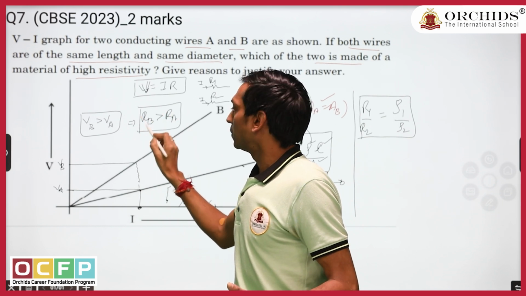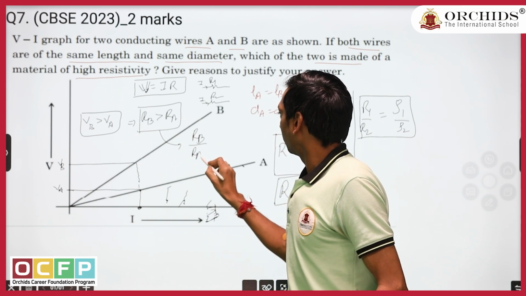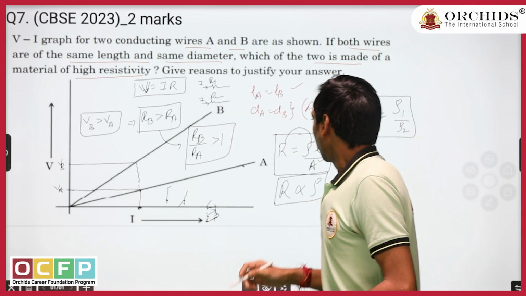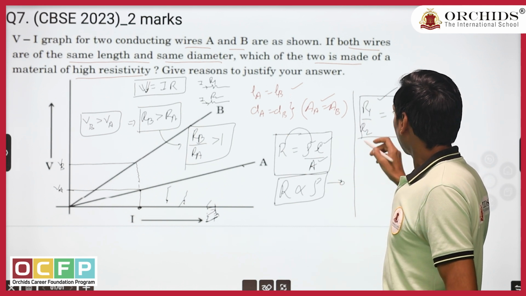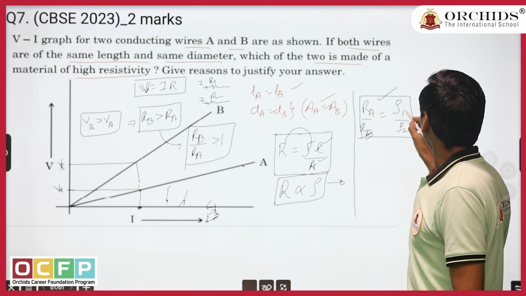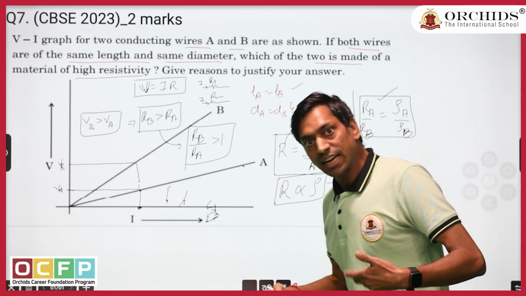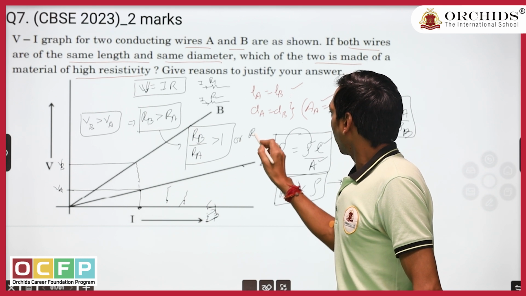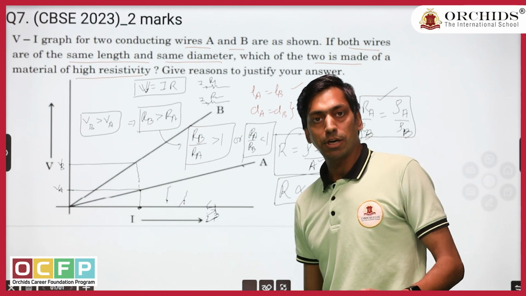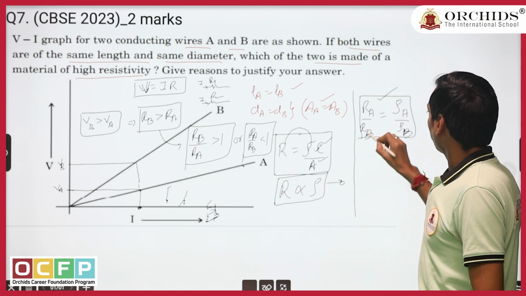And if resistance B is greater than resistance A, then I can say resistance B divided by resistance A will be greater than 1. Now I can use this relation over here. Here I used R1, R2, so we can make it RA, RB. So that is equal to rho A upon rho B. And we know that RB by RA is greater than 1, so RA upon RB will be less than 1. We know a number greater than 1, its reciprocal is less than 1.